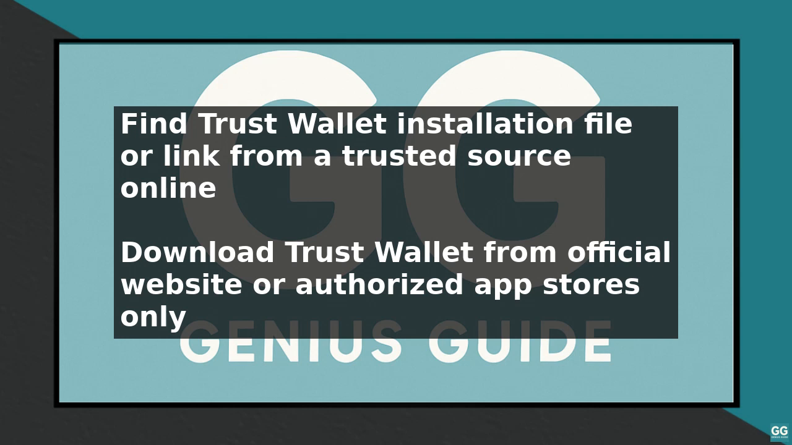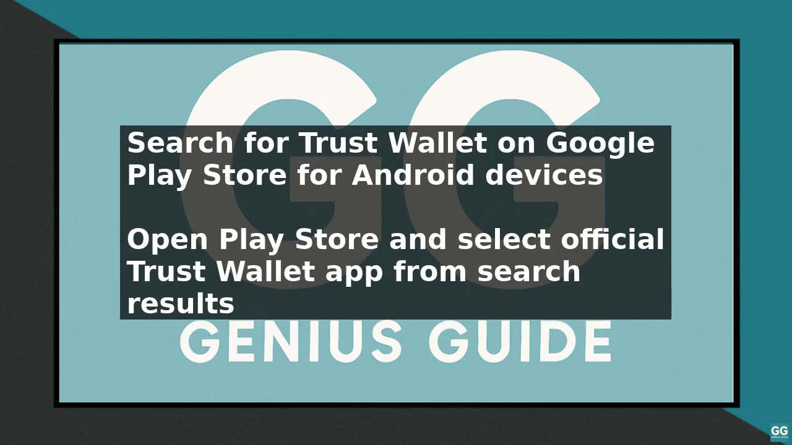favorite search engine. Once you are on the website, look for the download section, where you will find links to download the wallet on your Android or iOS device. For Android devices, you can also find Trust Wallet on the Google Play Store. Simply open the Play Store, search for Trust Wallet, and select the official app from the search results. Then click the Install button to begin the download and installation process.